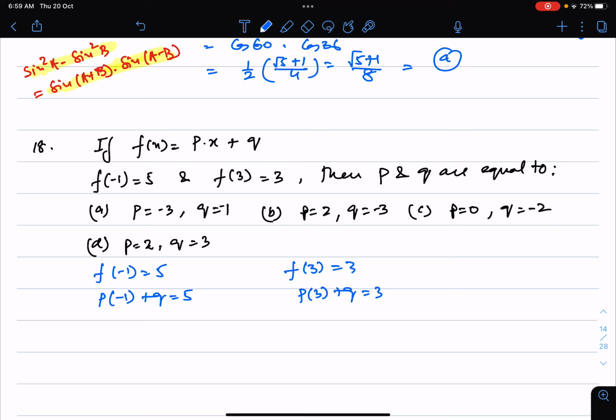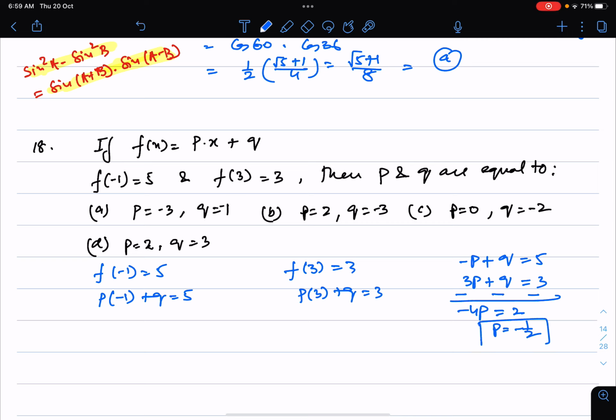Now we will solve these simultaneous equations and we will be able to find the answer. So this is minus p plus q is equal to 5 and 3p plus q is equal to 3. If I subtract, it becomes minus, minus, minus. So minus 4p is equal to 2. P is equal to minus half. Now see, minus half is not written anywhere. So again, the options given are incorrect over here. So q is equal to 5 plus p, that is from here. So 5 plus minus half, that will be 9 by 2. So the correct answer is p is equal to minus half and q is equal to 9 by 2, and this option is not given.